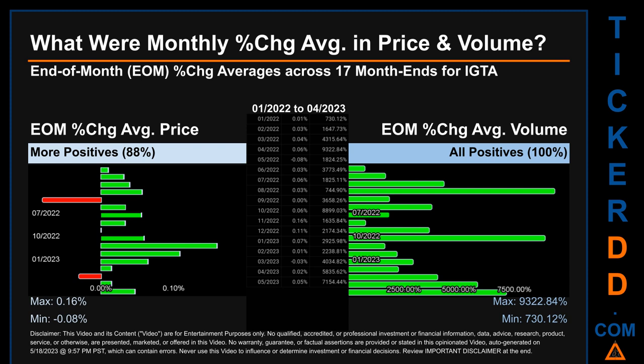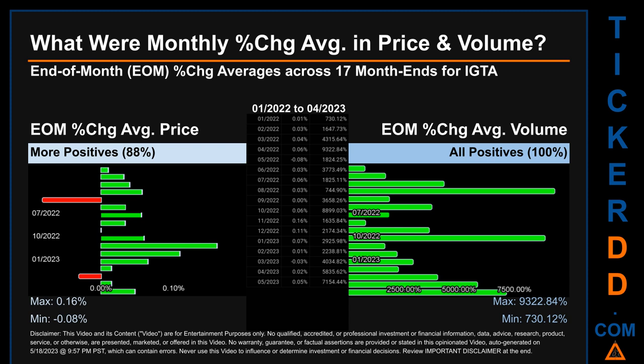From 01-2022 to 04-2023, 14 out of 17 month ends had a positive percentage change in average price. That is, 88% of month ends saw a positive percentage change in average price. In terms of volume, 17 out of 17 month ends had a positive percentage change. That is, 100% of month ends saw a positive percentage change in average volume.